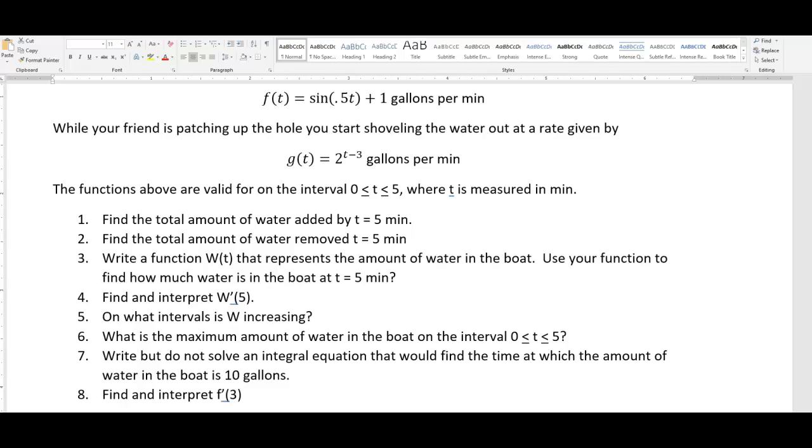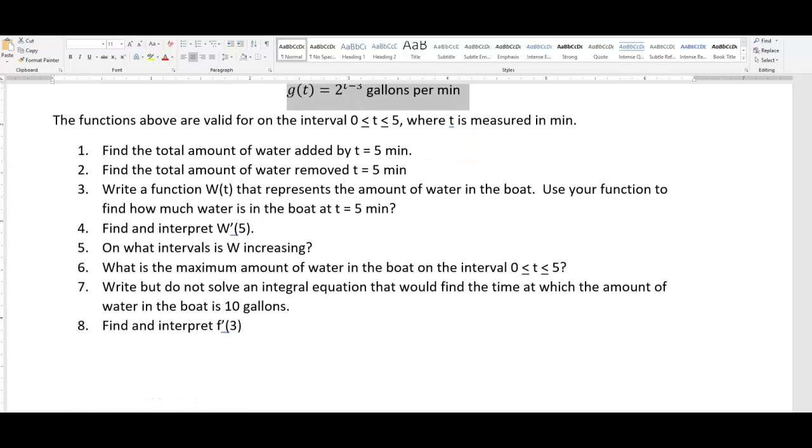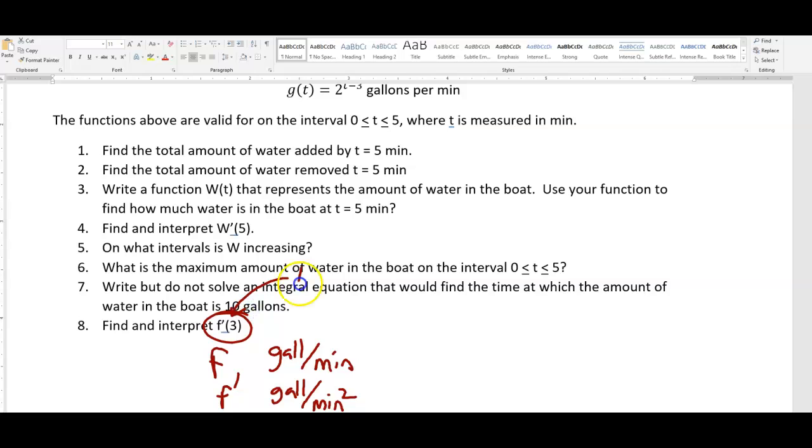All right, number 8. Let's find and interpret f prime of 3. Well, f was my rate in function. As you guys know, for f, the units were gallons per minute. So what is f prime? That would be gallons per minute per minute, or gallons per minute squared. So we have the units. What is the 3? Well, that's the t value, t equals 3 minutes. So what does it represent, though? Well, it represents the rate of change of f.